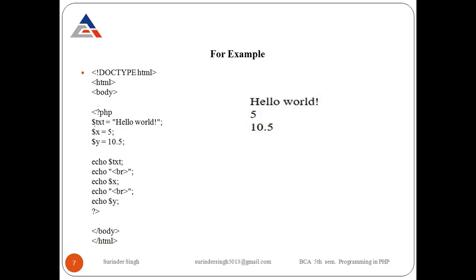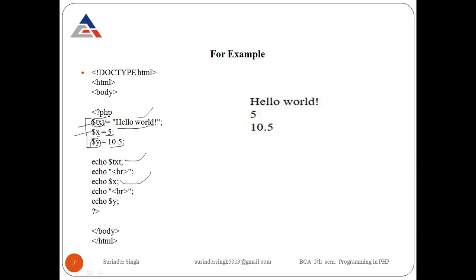Like in this example, there are 3 variables. First, $txt equals hello world. This is a string, so txt is of what type? String. Then x has the value 5, which is an integer value, so x is of integer type, and y has a float value. Clear? So y is of float type.